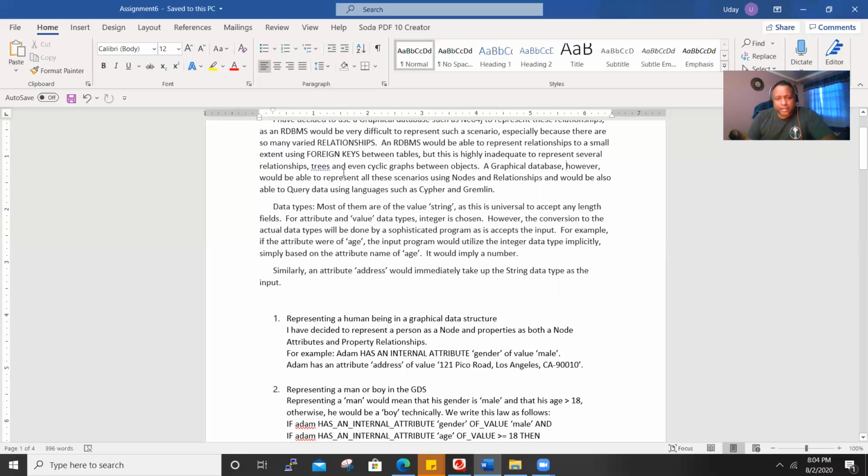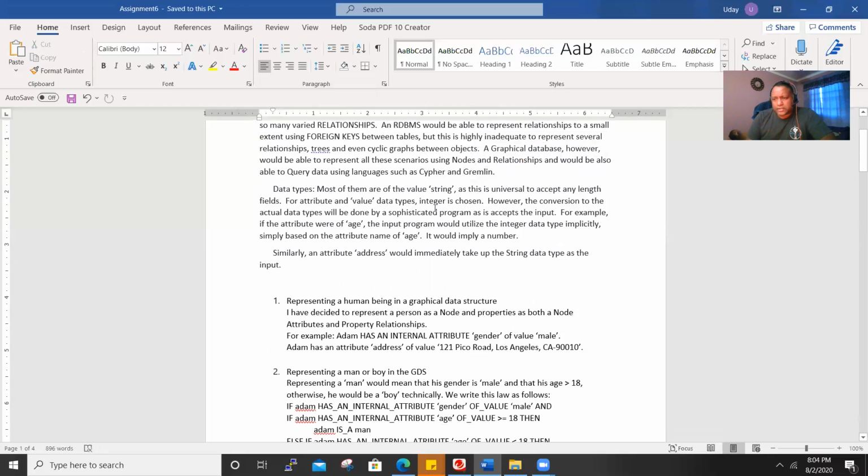A graphical database, however, would be able to represent all these scenarios using nodes and relationships, and we'll be able to query the data using languages such as Cypher and Gremlin. So I've used Cypher. There's Gremlin also, which could be used. There are a few other languages, but Cypher is the most prevalent.